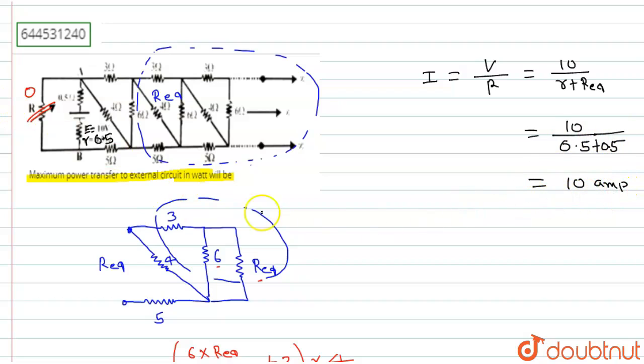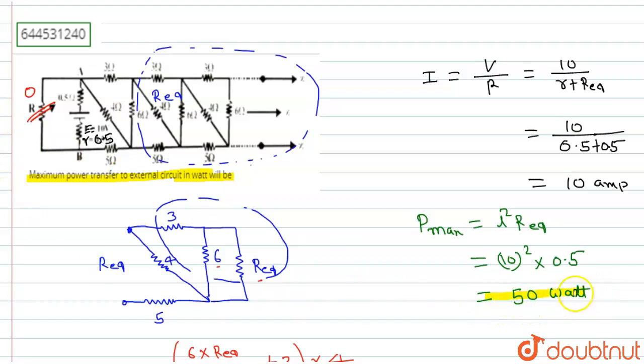Now we have to find the power. P max we have to find. P max is equal to I square into R equivalent. I square means 10 square, and R equivalent is 0.5. After solving this, we get 50 watt. Clear? So this is the required answer for this question. Clear? Hope this answered your question.